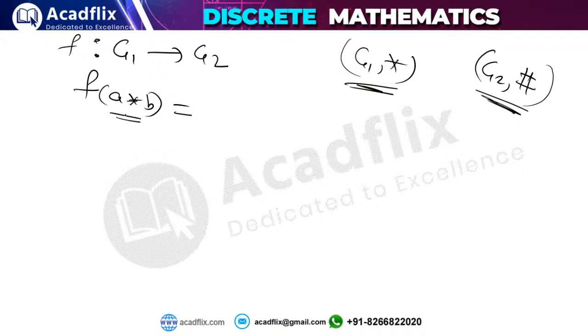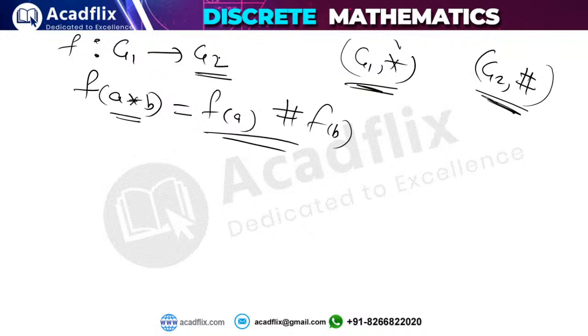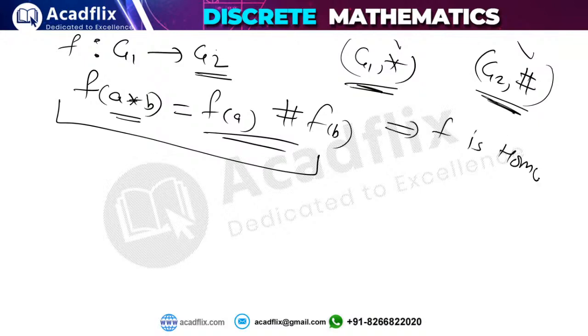Why do we have a star here? Because this function is from G1 to G2 and the operation of G1 is star, that's why f(a star b) is equal to f(a) hash f(b). Remember why? Because this function is from G1 to G2 and the operation of G2 is hash. So if this property is satisfied, then we will say that f is a homomorphism from G1 to G2.